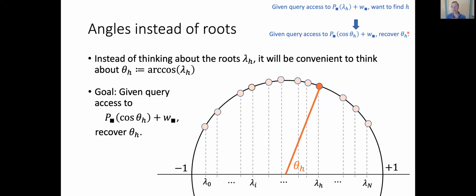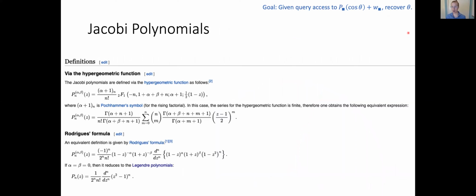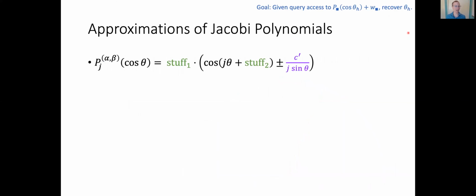Okay, so at this point, I'm trying to solve this problem for Jacobi polynomials, and I have not yet defined Jacobi polynomials. Obviously we need to use the definition of Jacobi polynomials somewhere if we're going to solve this problem. So what are Jacobi polynomials? They have many definitions, all of them somewhat messy. This is just a screenshot of the Wikipedia page. So I'm actually not going to define Jacobi polynomials. Instead, I'm going to state a useful approximation that they satisfy, and this will be enough for us.